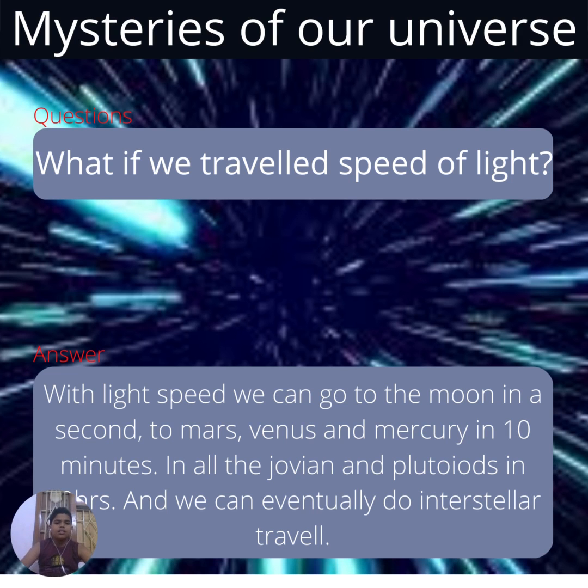Now let's look at another mystery. What if we could travel the speed of light? If we could travel the speed of light, then we can reach any part of our solar system within less than a day. We can reach the moon in just a blink. We can reach Mars, Venus and Mercury in just 10 minutes. We can reach the outer planets, including the Plutonides and Jovian planets, in just 10 hours. And interstellar travel could be possible, as to reach the nearest star system would take 4 years. So think how far nearest star is.